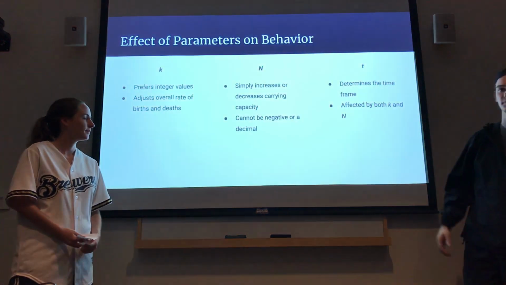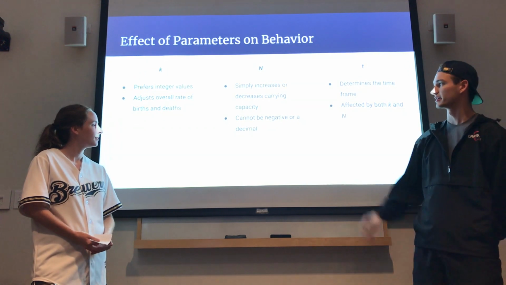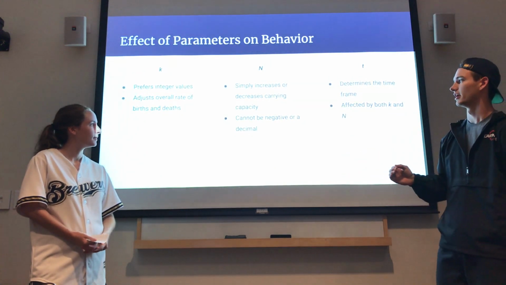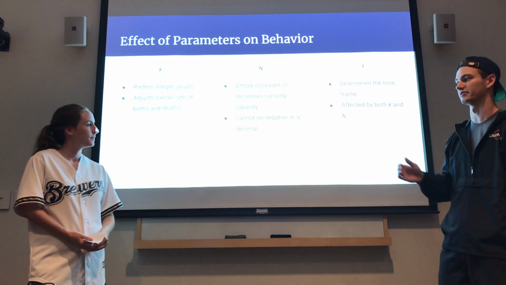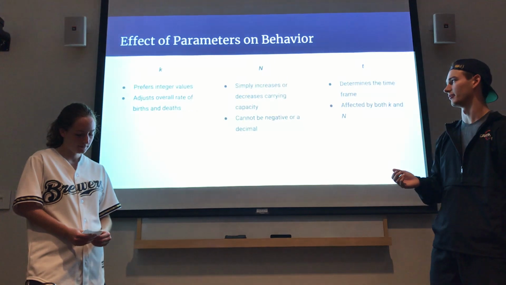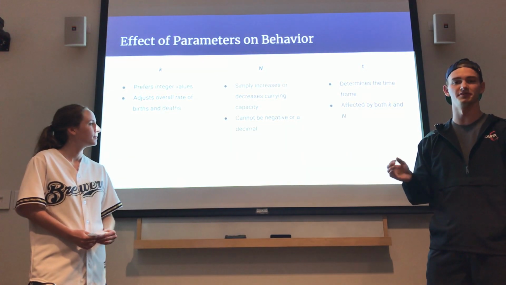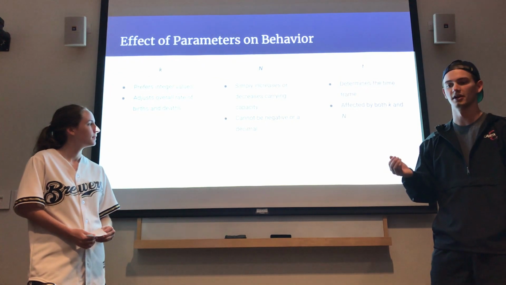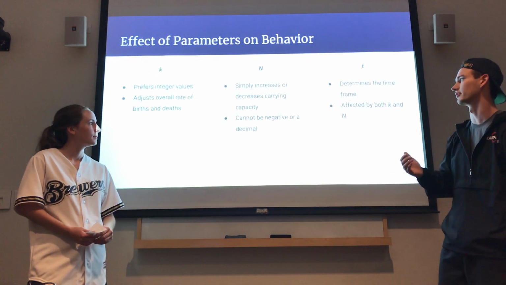So, the effects of some of the parameters on the behavior of the actual function. K prefers integer values. It doesn't really like being decimals less than 1 or decimals in between values of integers. Mathematically, you get some interesting results that way, but as long as it's an integer, it tends to be okay. K adjusts the overall rate of births and deaths. So the higher the K, the faster the population will grow. The lower the K, the slower the population will grow.